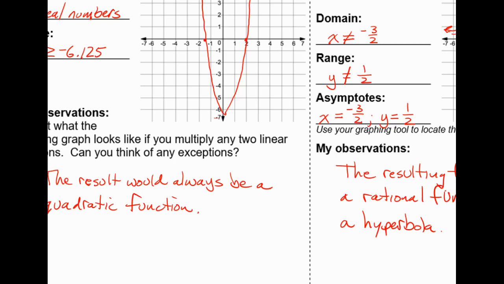So the domain, sometimes the easiest way to write a domain is write down what x can't be, and the implication is it can be anything except that. Same with the range. So x can't be -3/2 in the domain, y can't be 1/2 in the range. Here are the asymptotes that we already mentioned. The resulting function, as we mentioned, it's a hyperbola. The official name is a rational function.